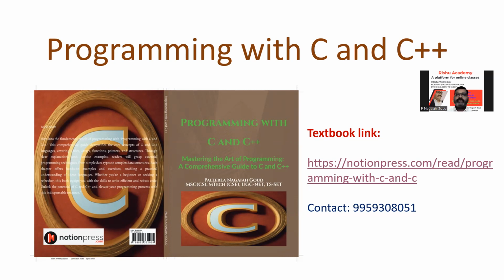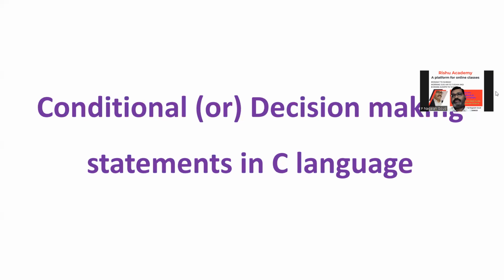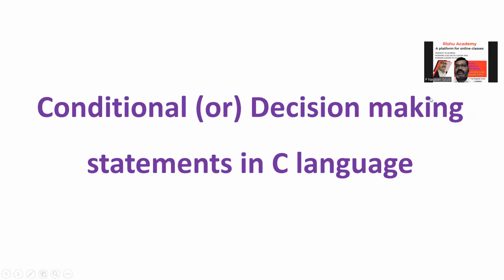In this video, I want to discuss conditional branching statements in C language. Let's look at what the conditional branching statements are. Conditional branching statements are also called decision-making statements or selective statements. Three names: decision-making, conditional branching, selective statements.